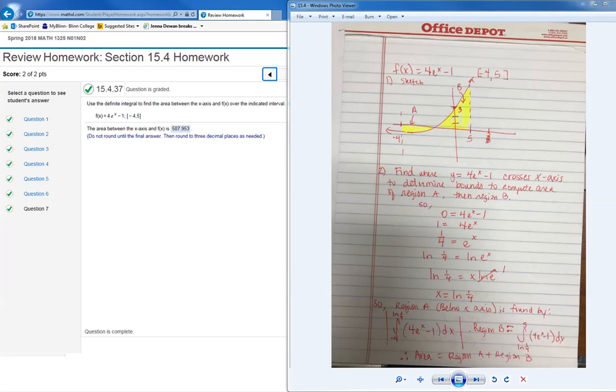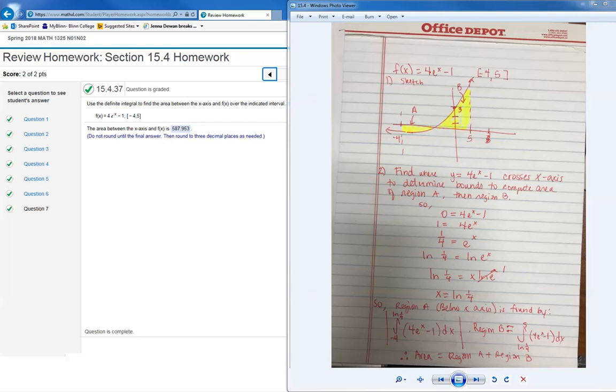What you want to be able to do is determine what your bounds are going to be for your definite integral. And so I know that we are looking between -4 and 5, but what I'm seeing is that this region that's below the x-axis goes from -4 to wherever we cross the x-axis. And so I need to first determine what that point is. We know that our y value is going to be 0 when we cross the x-axis, so we're looking to set y equal to 0 and solve for x.